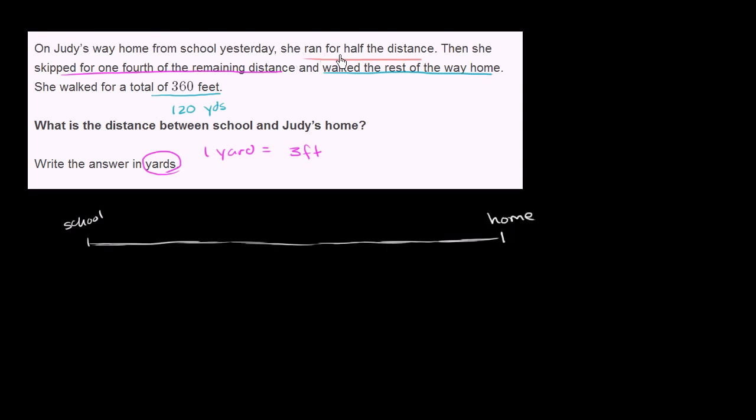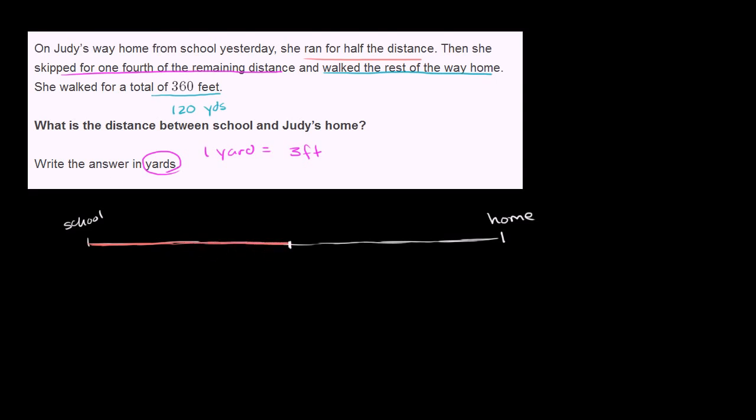And they first tell us that she ran for half the distance. So let's split this in two. And so she ran for half the distance. This is the distance that she ran. It's half the total distance.